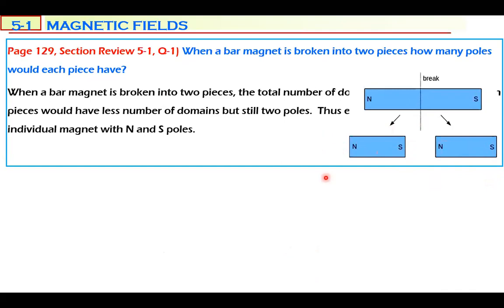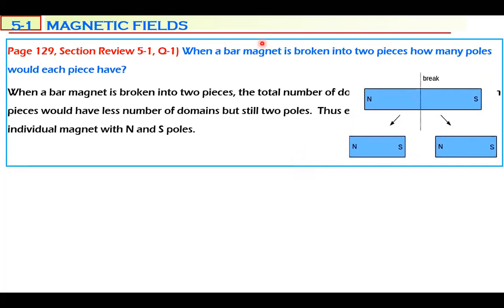But what happens? Because you break a magnet into two, the number of domains changes. When it is not broken, it has a greater number of domains, so it was a stronger magnet. But when you break them, each piece will have a smaller number of domains compared to before breaking, so they will be weak magnets compared to the first one. The only thing changing is their strength after you break a magnet into two.